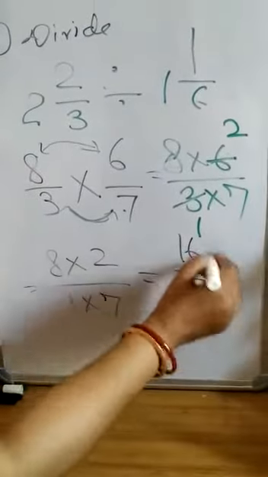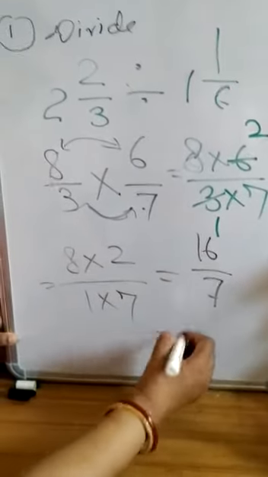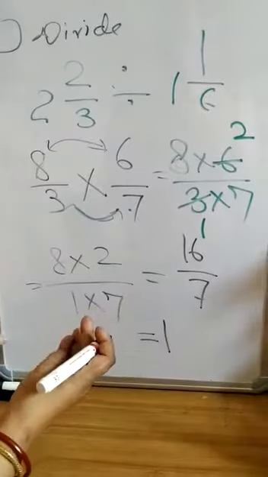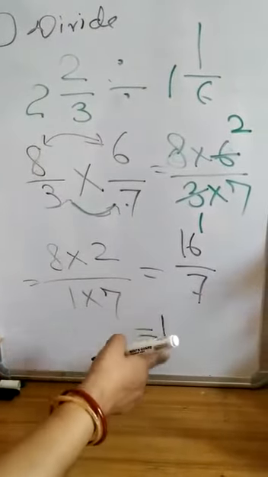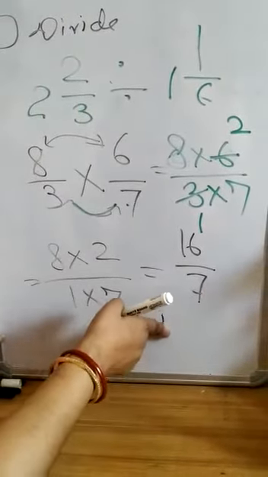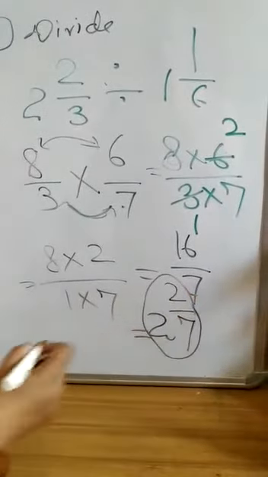Now it is an improper fraction, so I am going to convert it. 7 times 1 is 7, 8, 9, 10, 11, 12, 13, 14, 15, 16. And 7 times 2 is 14. So here it will be 7 times 2 is 14, 2 and 2 by 7. So the answer is 2 2 by 7.